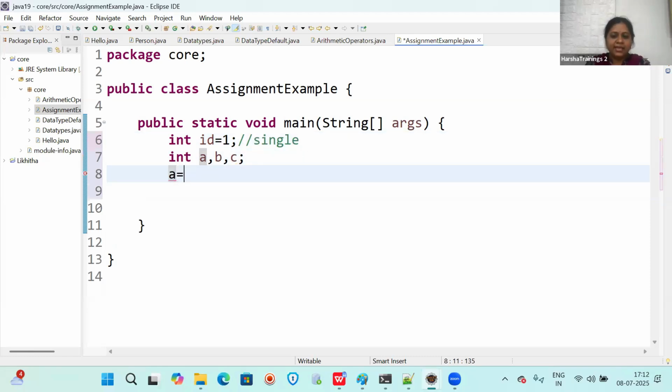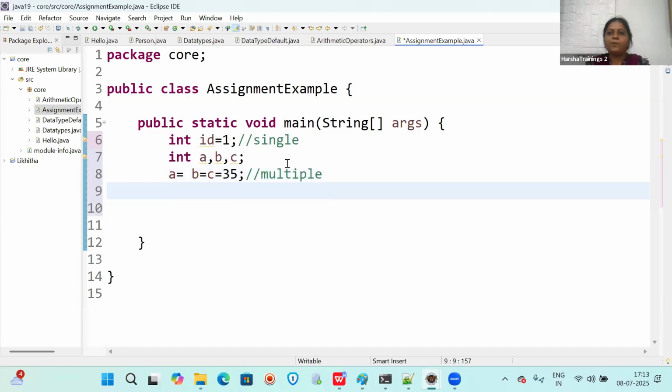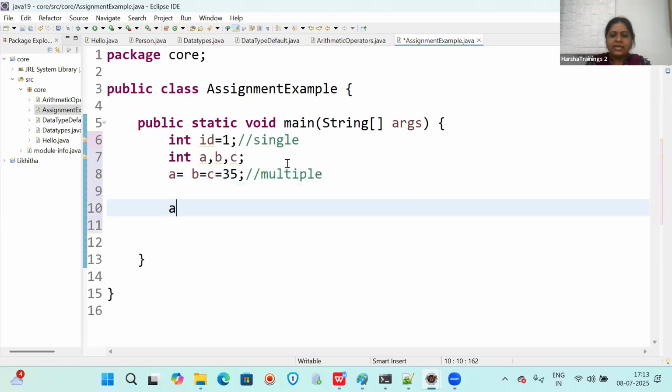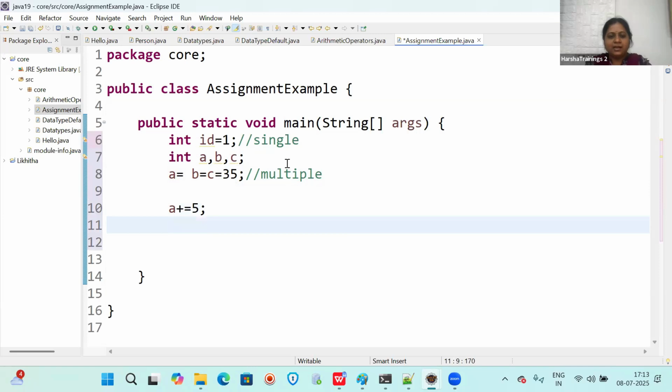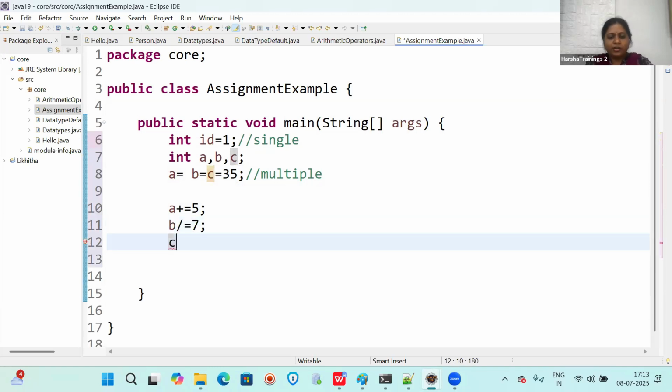And now here I am writing A equal to B equal to C equal to 35. Then this kind of assignment is called what? Multiple assignment. And then next we are going to see compound assignment. Now here A plus equal to 5, and then B divide equal to 7, and then C modulus equal to 5. I'm writing like this. Okay.